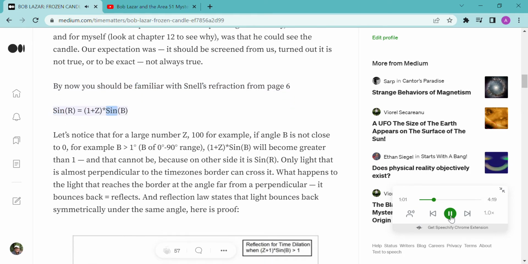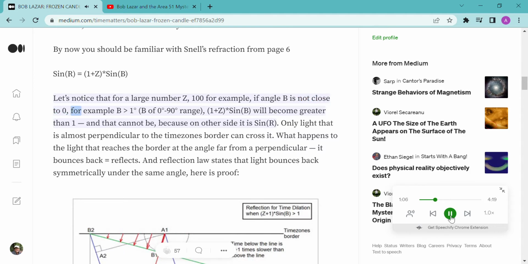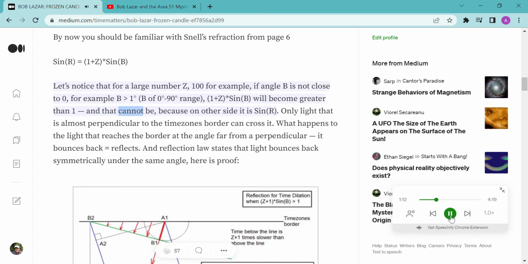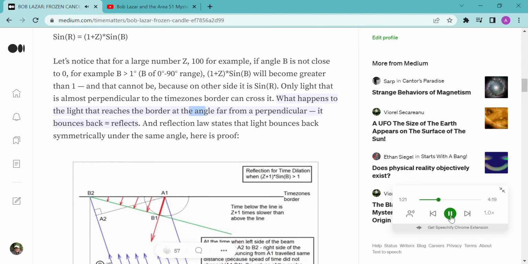sin r equals (1 plus z) sin b. Let's notice that for a large number z, 100 for example, if angle b is not close to 0, for example b greater than 1 degree, in the range of 0 degrees to 90 degrees, (1 plus z) sin b will become greater than 1, and that cannot be, because on the other side it is sin r. Only light that is almost perpendicular to the time zone's border can cross it. What happens to the light that reaches the border at an angle far from perpendicular?